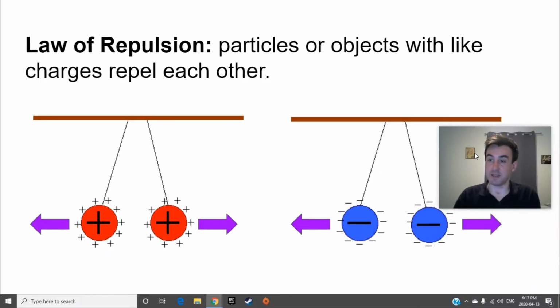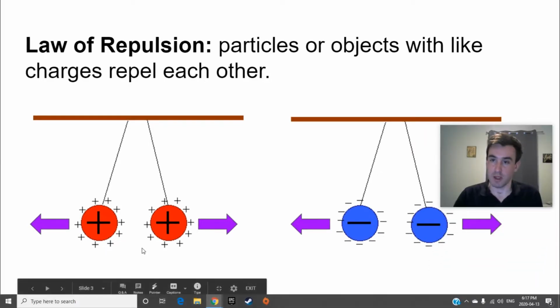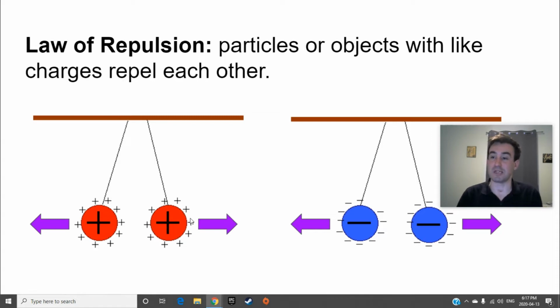The opposite is the law of repulsion. So particles or objects with like charges or the same charges are going to repel one another. So if you have a positive and a positive, they're going to push each other away. Same thing with a negative and a negative. They're going to push each other away.